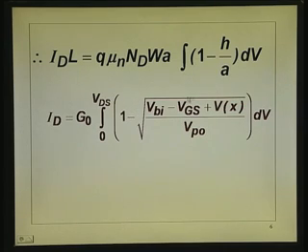1 minus h. What is h? H and V p 0. V p 0 we have defined in the last lecture. V p 0 is a pinch off voltage, that is the potential that must be present across the depletion layer. So, the depletion layer width is A. Okay. Just recapitulate your memory.